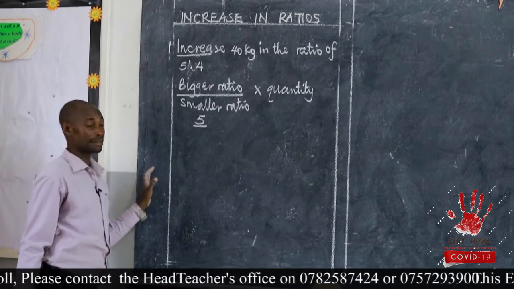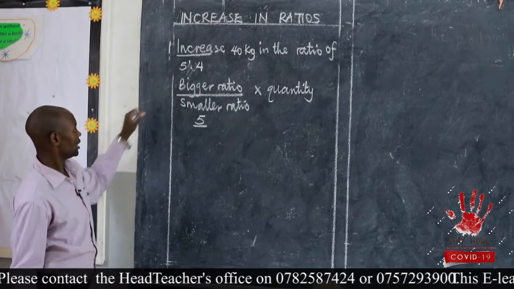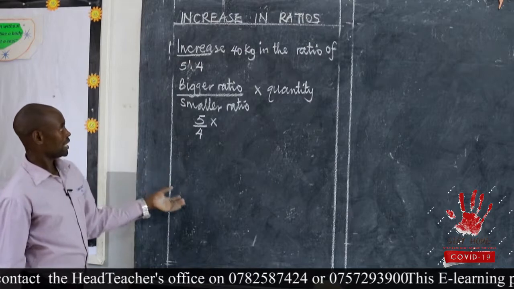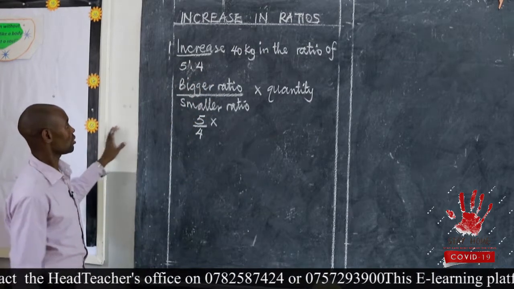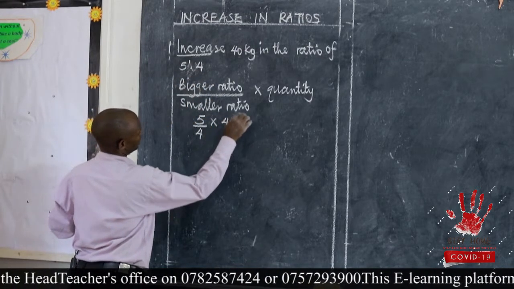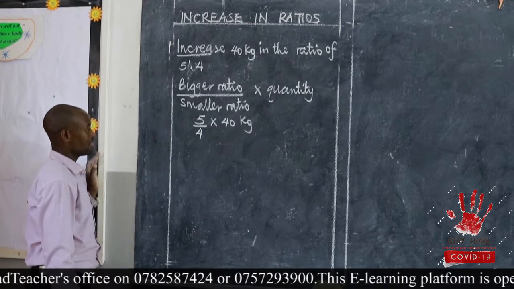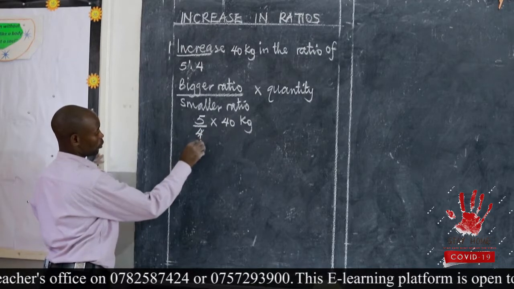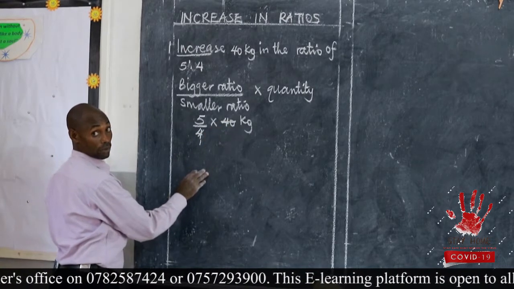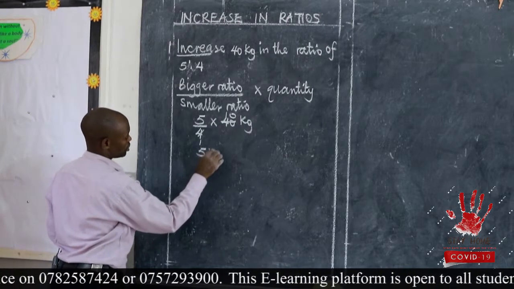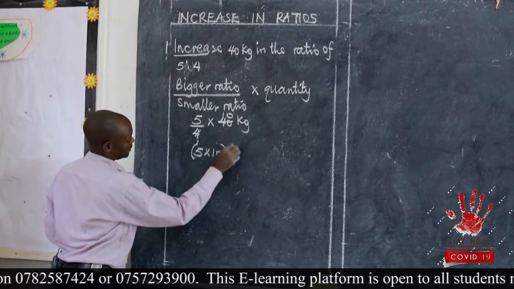Divide it by what is the smaller ratio here? It is 4. Times what quantity has been given? The quantity is 40 kilograms. Go ahead and reduce. Divide by 4, 1. When you divide by 4, what do you get? 10. So we have 5, which we are going to multiply by 10 kilograms.